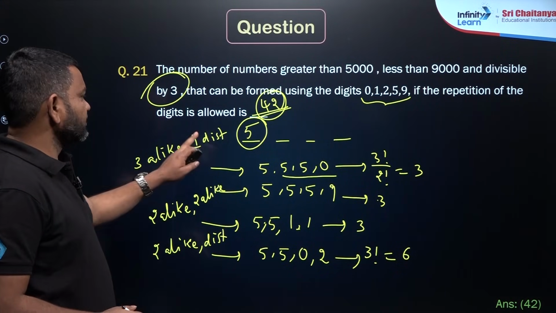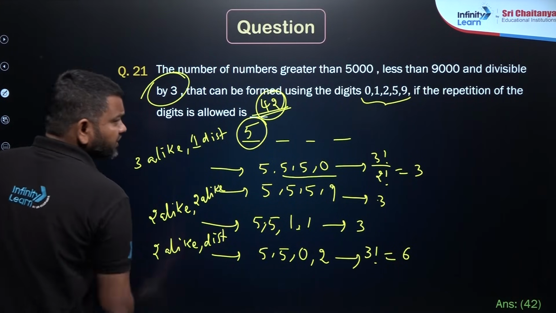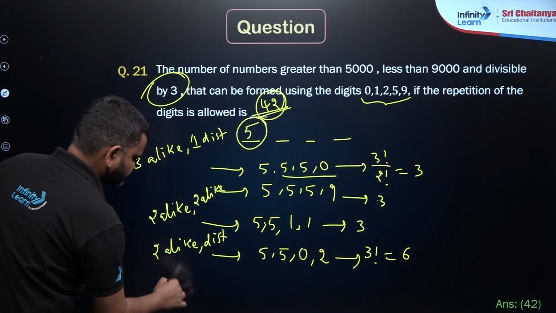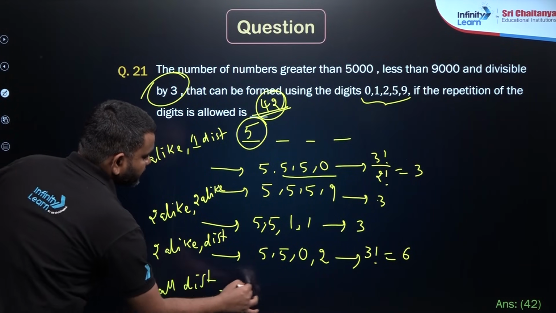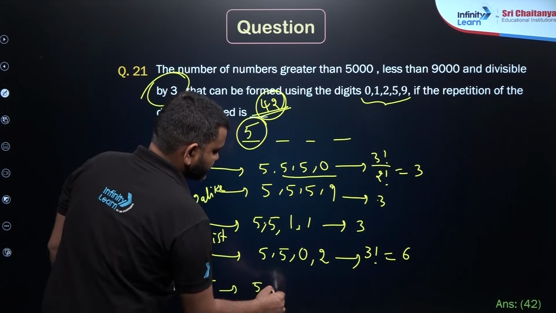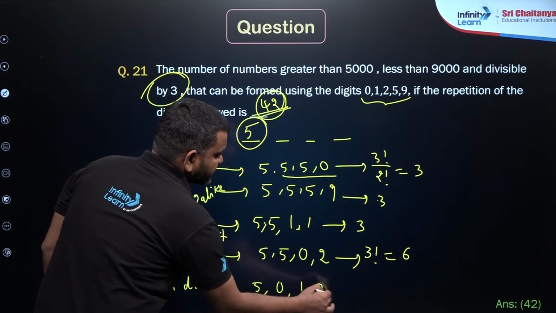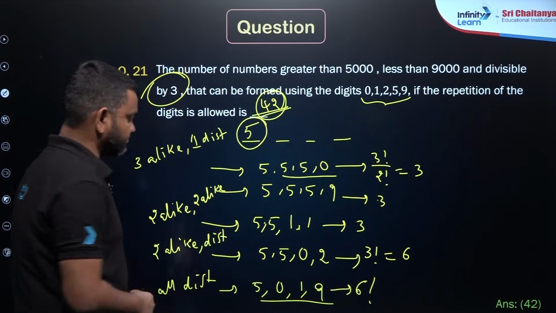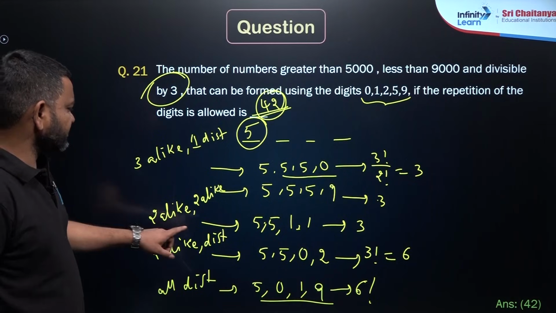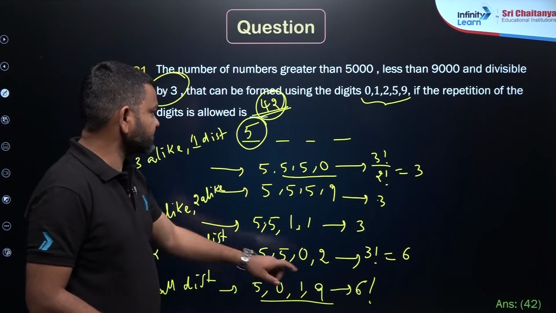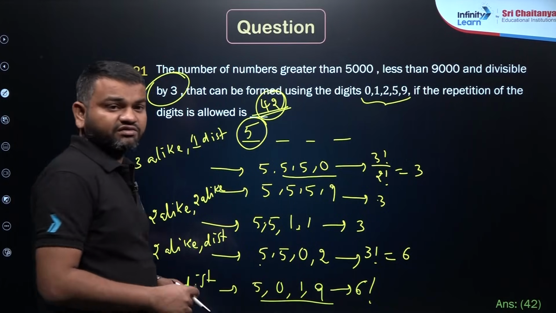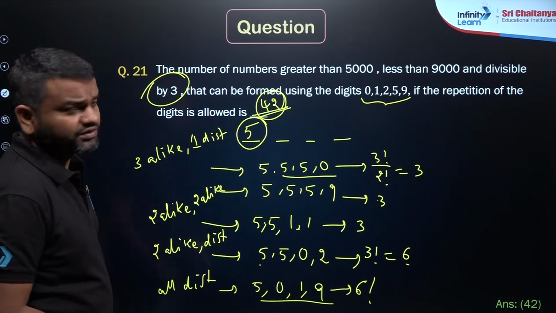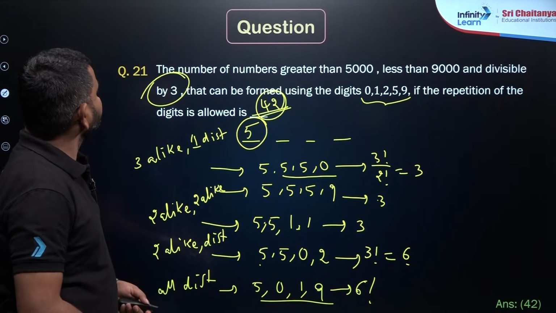3 alike I wrote, and all distinct also. Is it possible to write all distinct? All distinct: 5 is the first number I can write, then I can write 0, then I can write 1, then I can write 9. So this is also there, which is 6 factorial, because these 3 digits I am writing. Apart from that, you may get a few more cases. Here 6 I already wrote, so 15 plus 6, 21 I already gave. Here you need to get 21 more cases. That's all, you will get your answer. Alright, next.